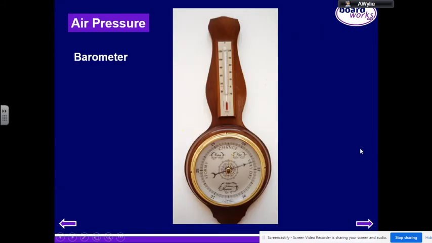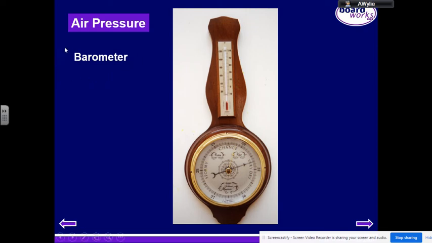Our fifth element is known as air pressure. Now that is the weight of the air. And if there's a lot of air around us pushing down on the surface where we are, and when I say the surface, I mean the surface of the Earth, then we have a high pressure. And if the air is all rising away from us up towards the sky, then we have a low pressure.